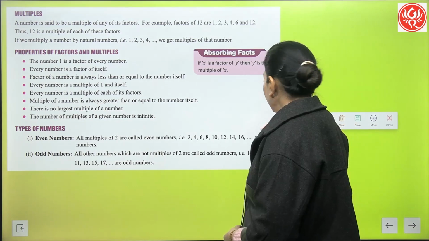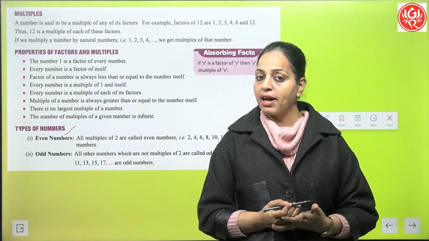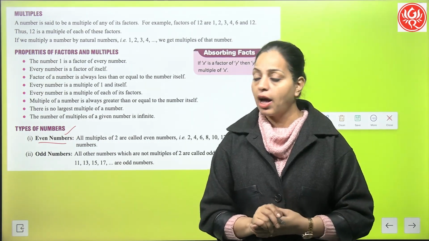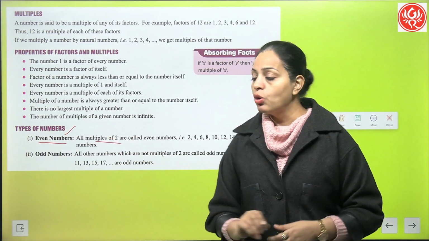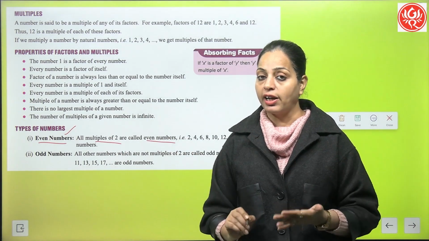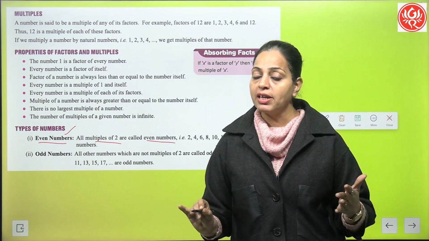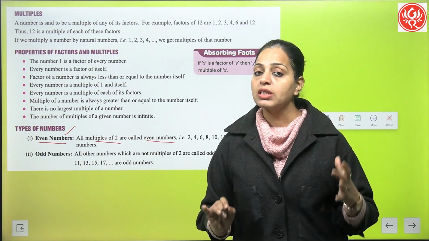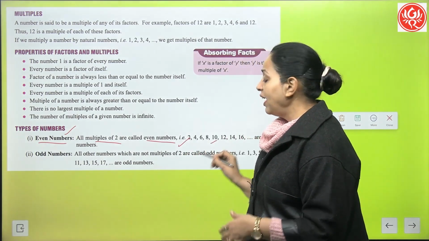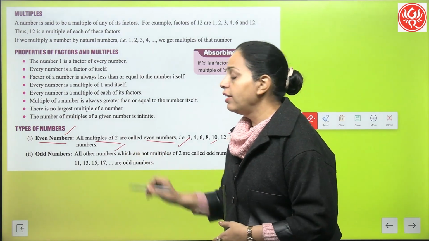Okay. Now the next is types of numbers. अब हम different types of numbers की बात करते हैं. The first one is even numbers. What do you mean by even numbers? All multiples of 2 are called even numbers. यानी जो number 2 से exactly divisible हो जाएं, means there is no remainder, means remainder is 0. Those numbers are even numbers. For example, 2, 4, 6, 8, 10, 12, 14, 16, 18, 20, all are even numbers.